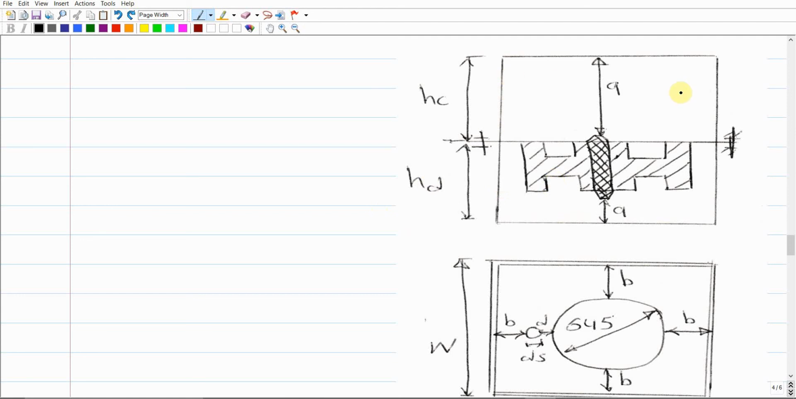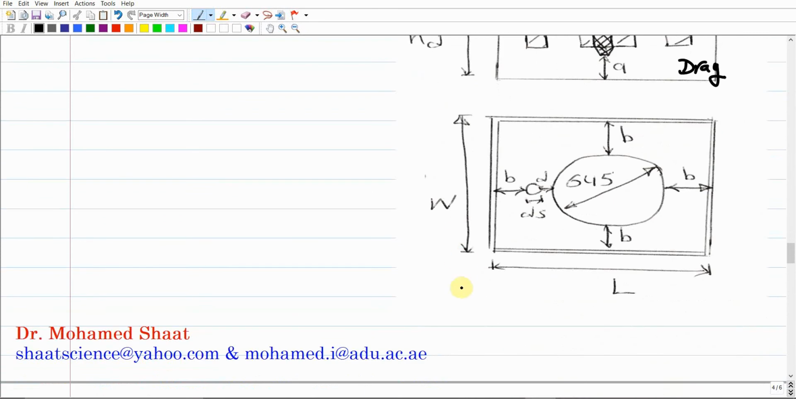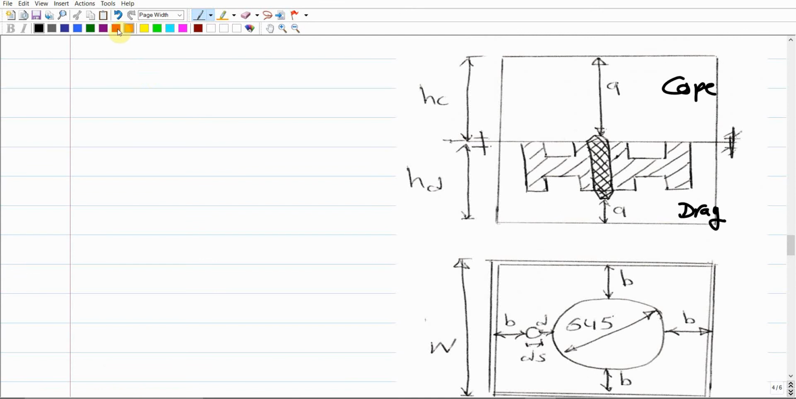Then this part on the top, this should be the cope, and we should have here the drag. And this height should give us the height of the drag flask, and this should be the height of the cope flask. And we are interested in calculating these 2 heights in addition to the width and the length, where we basically distribute some dimensions. These dimensions are given here, the A dimension.